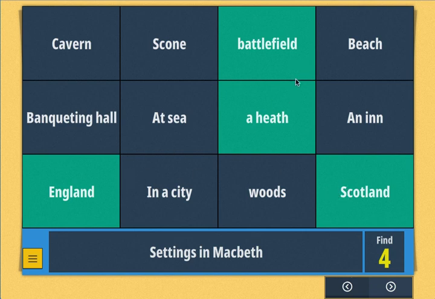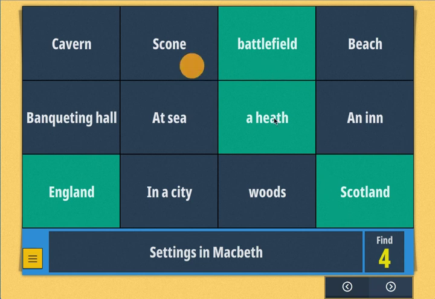And you can see already that at the very beginning of the play we start with the heath and then move to the events of the battle on the battlefield. So we've got a little bit of movement between settings, and we've got a clear distinction between the heath and the battlefield. So some help there already to help us think about settings that Shakespeare's using at the beginning of the play. We've got 4 left to find.